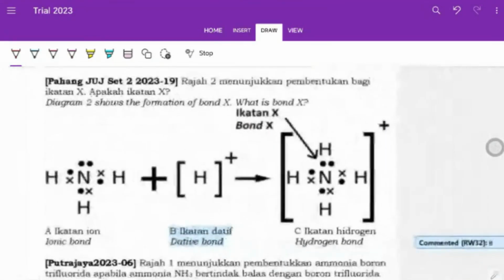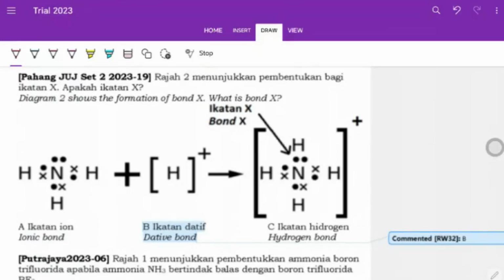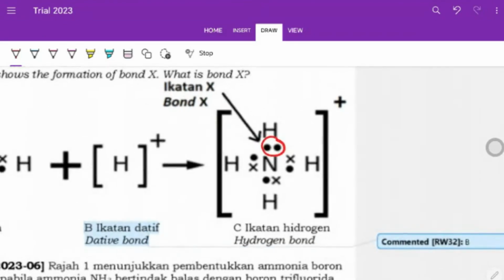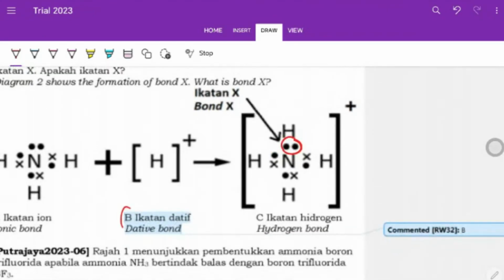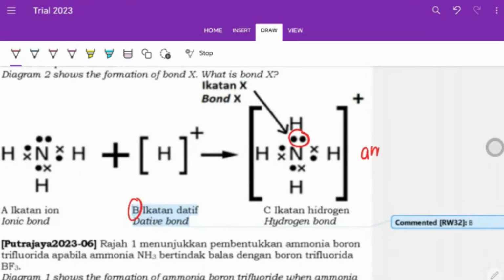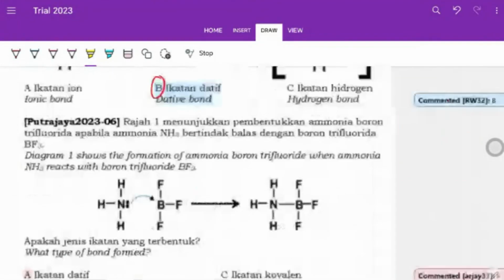Another one is this. These 2 electrons are contributed by the nitrogen itself. So this is the dative bond. This is the ammonium ion. So only 2, NH4 positive.